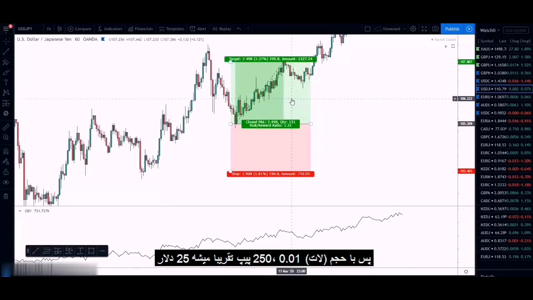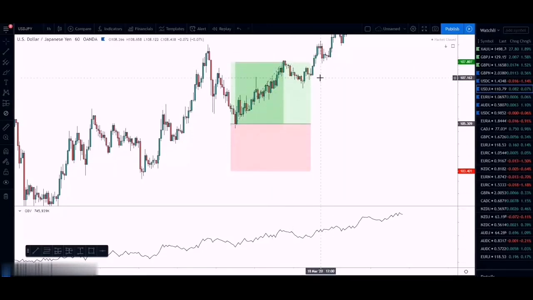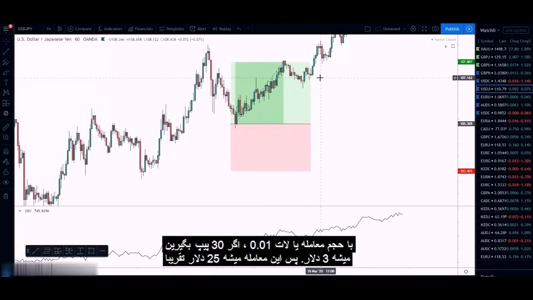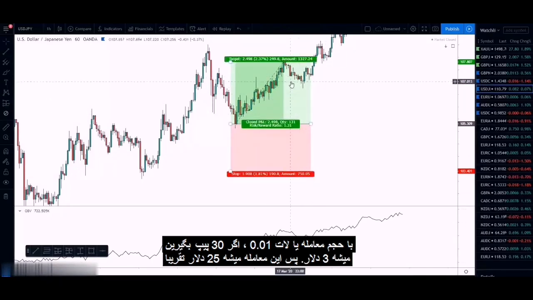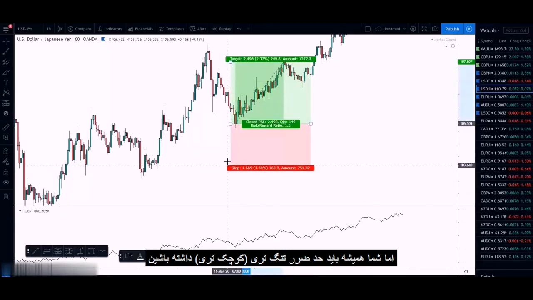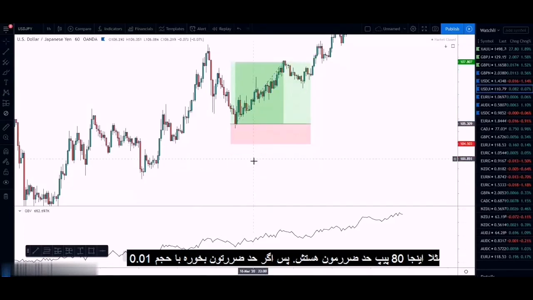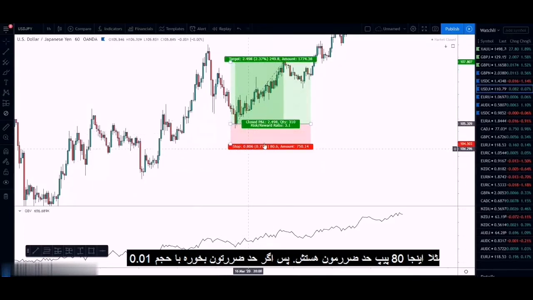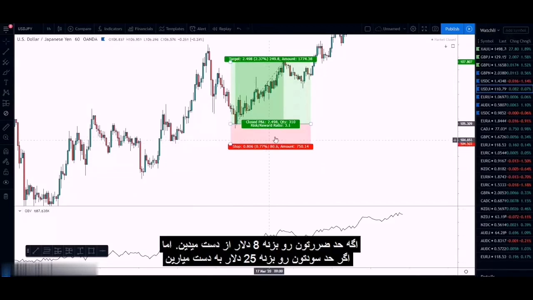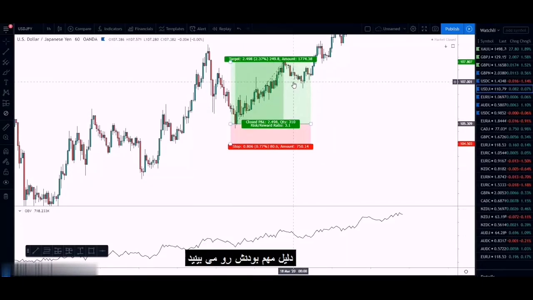So 0.01 lot size on 250 pips is $25. So on a 0.01, if you catch 30 pips, you caught $3, okay? So this would be a $25 gain. But you always have a tighter stop loss. So let's say right here, you have an 80 pip stop loss. If this hits your stop loss and you're using a 0.01, you're going to lose $8. But if this hits your take profit, you're going to gain $25. You see why that's important?